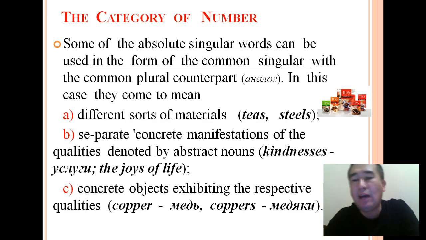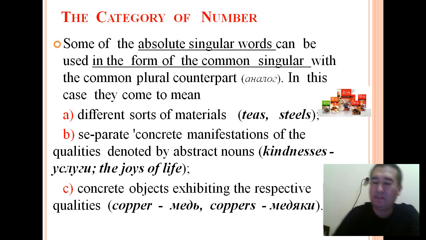Some of the absolute singular words can be used in the form of the common singular with the common plural counterpart. In this case, they come to mean: A. Different sorts of material, teas, steels. B. Separate concrete manifestations of the qualities denoted by abstract nouns, for example, kindnesses, the joys of life. C. Concrete objects exhibiting the respective qualities, for example, copper, coppers.